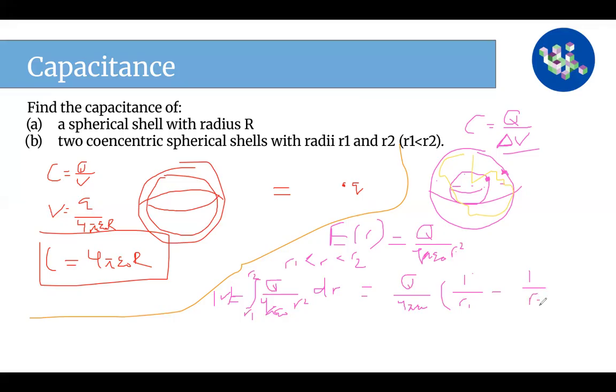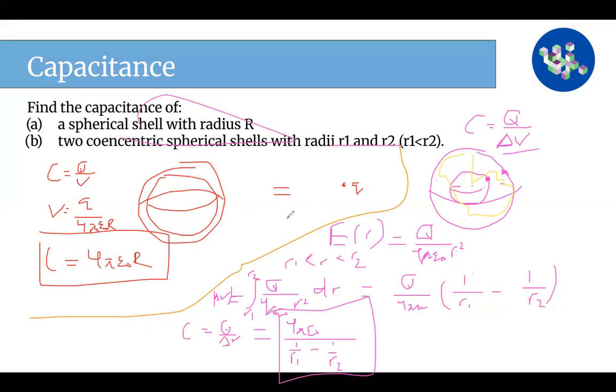You might get the negative of this. Again, it doesn't really matter when we're looking at the capacitance. So this is the absolute value of my delta V. So what does this mean? My C, I know it's equal to Q divided by delta V. Then what I'll get is just 4 pi epsilon 0, and in the denominator will be 1 over R1 minus 1 over R2. That'll be the result for the capacitance of two concentric spherical shells with radii R1 and R2.